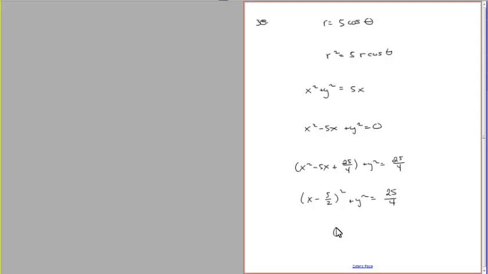So this is going to be a circle with a center at x equals 5 halves, y equals 0, and the radius is going to be equal to the square root of that, which is 5 halves. So we should end up having one side of this circle go through the origin. So let's look at it.